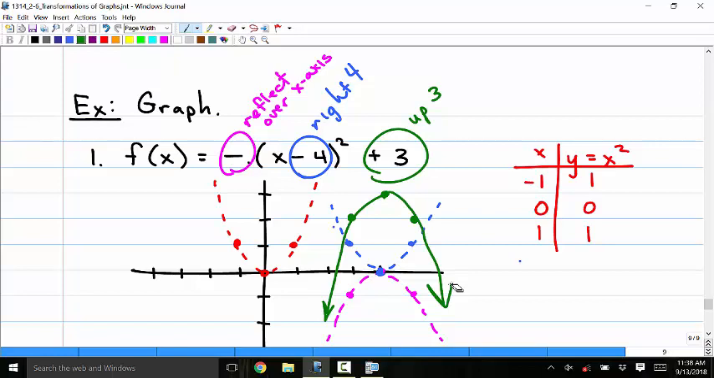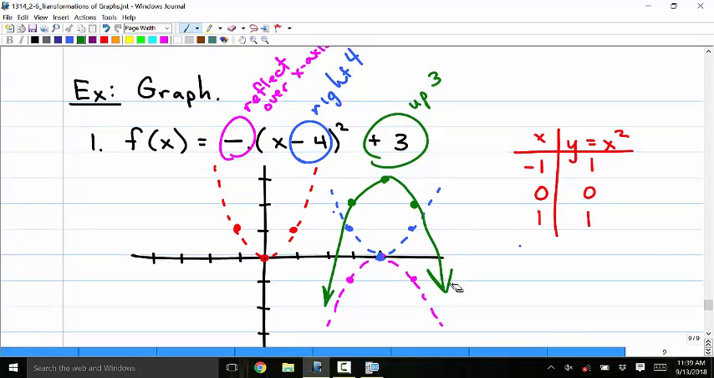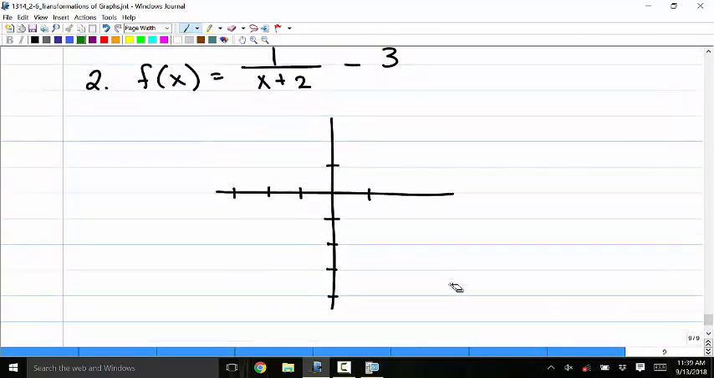From the parent red one, I moved it right 4 in blue. Then I reflected over the x-axis in pink. Then I moved it up 3 in green. It's a process. Let's go practice again, right? Did I do one more? Yes.